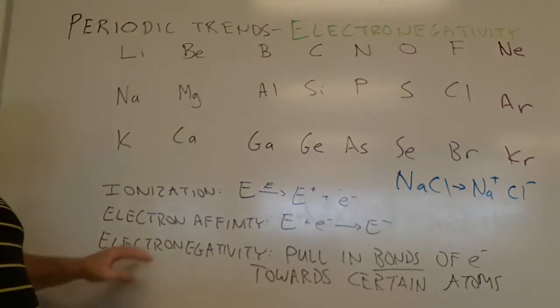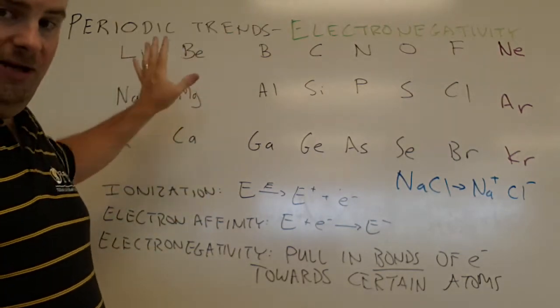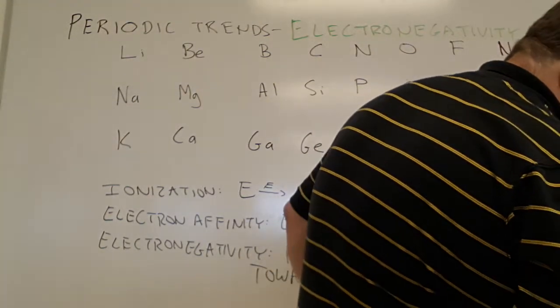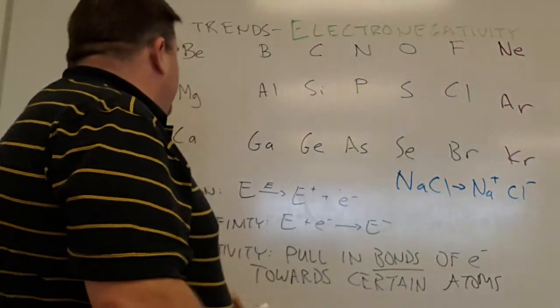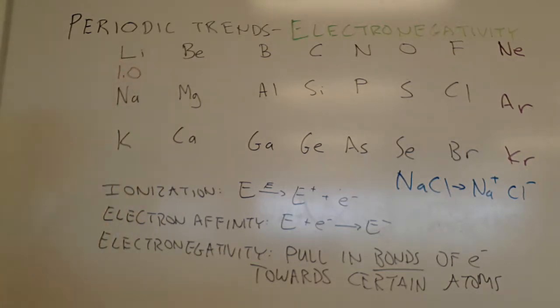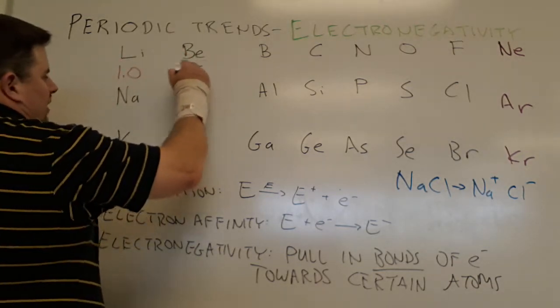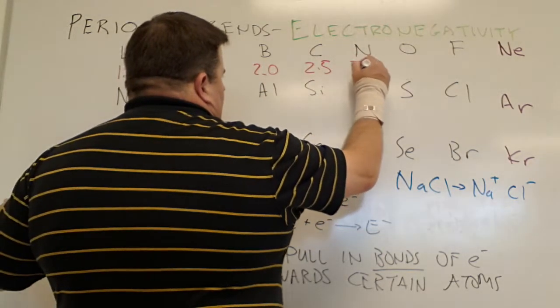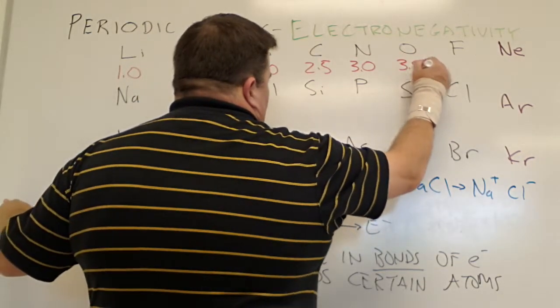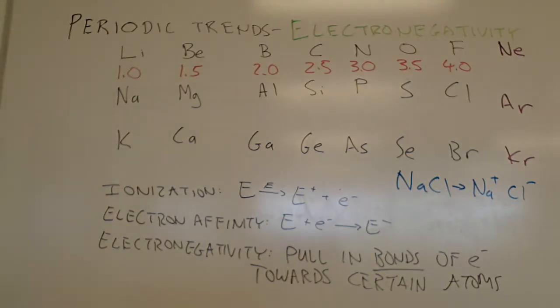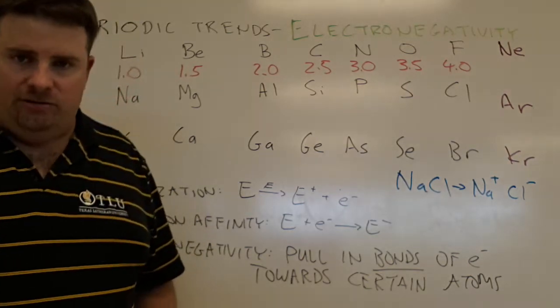Okay, so the metals on this side, they like to give up electrons. So their electronegativity is not going to be a large value. All right? As a matter of fact, if you look at lithium, lithium has a value of 1. And as I move across the periodic table to beryllium, boron, carbon, nitrogen, oxygen, and fluorine, all of those values represent an increase in the electronegativity. Neon obviously doesn't have any because it doesn't want any more electrons.